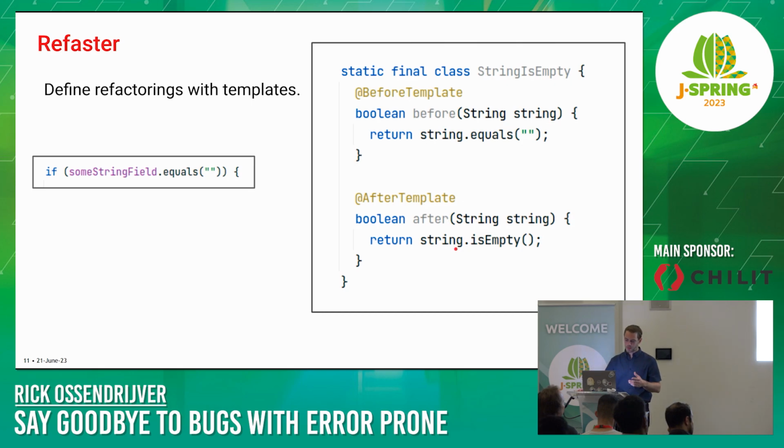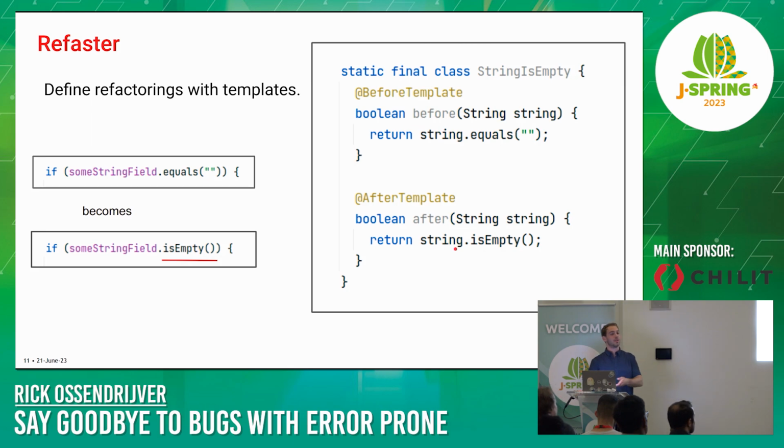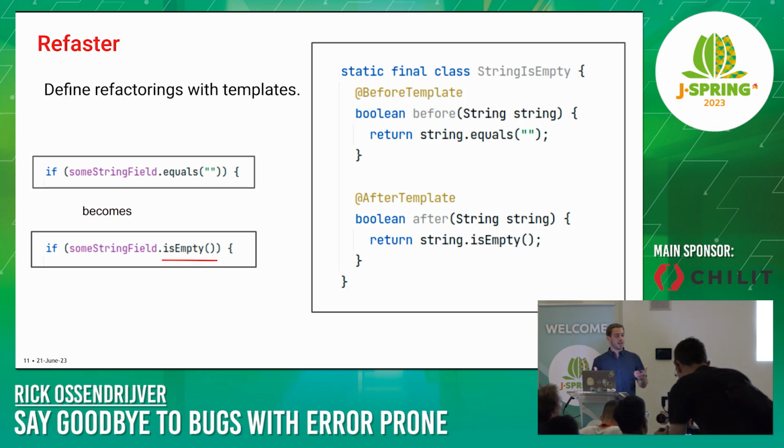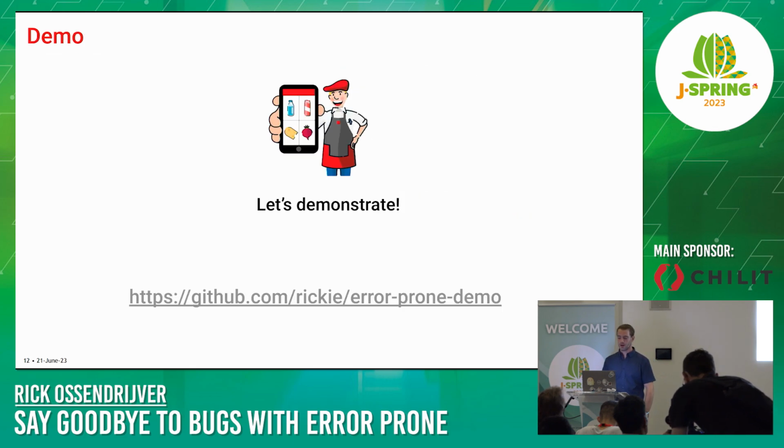So let me give you an example. We have some string field, and equals is used there. After we apply this Refaster rule on our code, we actually get the very simple .isEmpty. As you can see, it's fairly easy to specify these refactorings using normal Java code. So it's a DSL, but it's using normal Java. There's one downside to Refaster, and that is that it can only apply on expressions and statements, which generally means things inside method bodies.